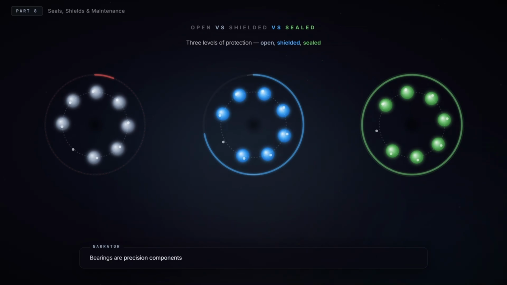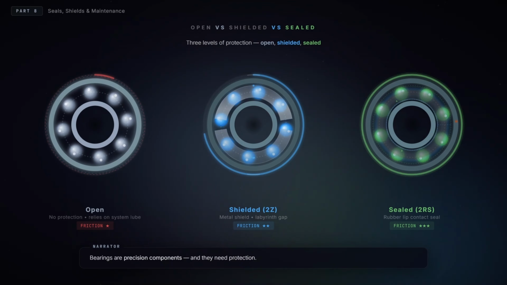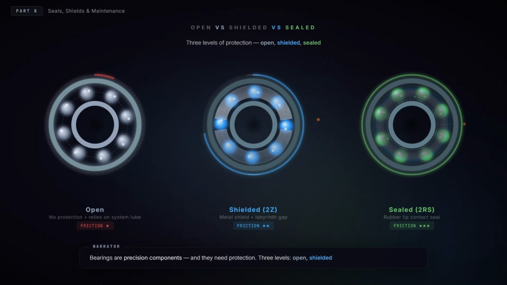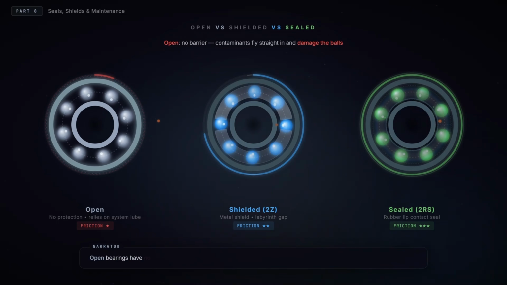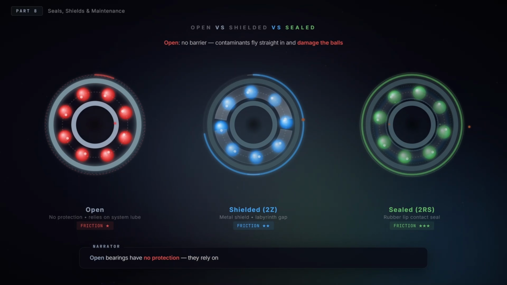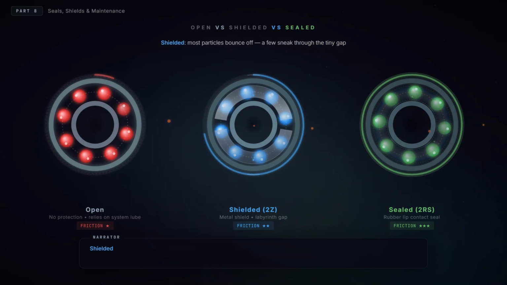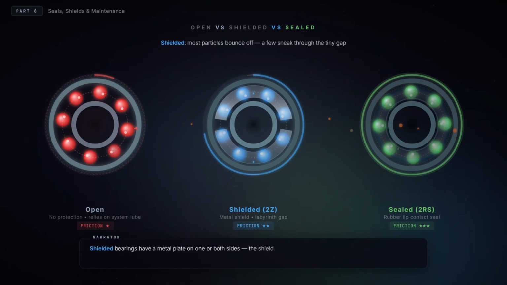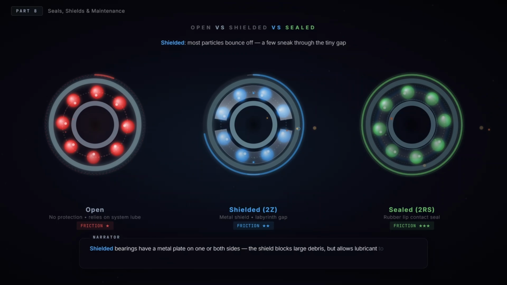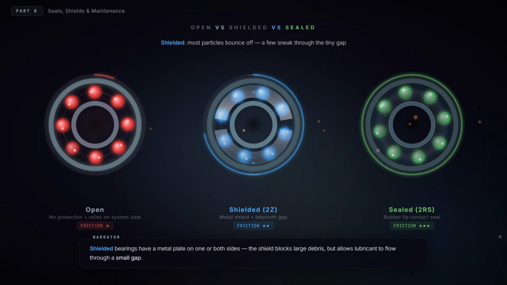Bearings are precision components, and they need protection. 3 levels: open, shielded, sealed. Open bearings have no protection. They rely on the machine's own lubrication system. Shielded bearings have a metal plate on one or both sides. The shield blocks large debris, but allows lubricant to flow through a small gap.